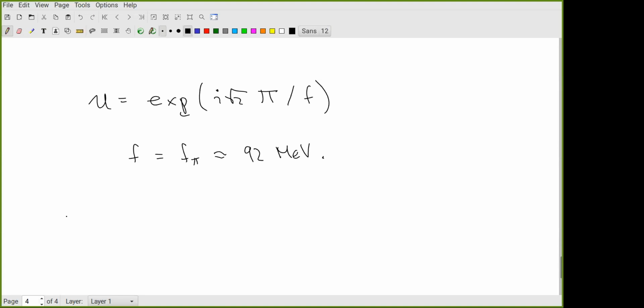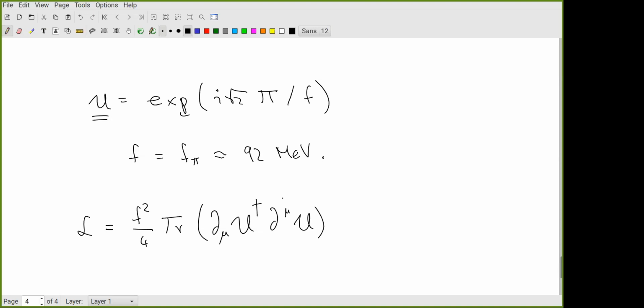In any case, let me just, as an example, write down a type of Lagrangian that we can write with this U field, and the leading Lagrangian that describes pions has the following form. It's just f squared, this constant squared, divided by 4, and then the trace of the following: D_mu U dagger D^mu U. So U is this matrix that we defined here, and D_mu is just the derivative. And I assume there should be a dagger somewhere here.